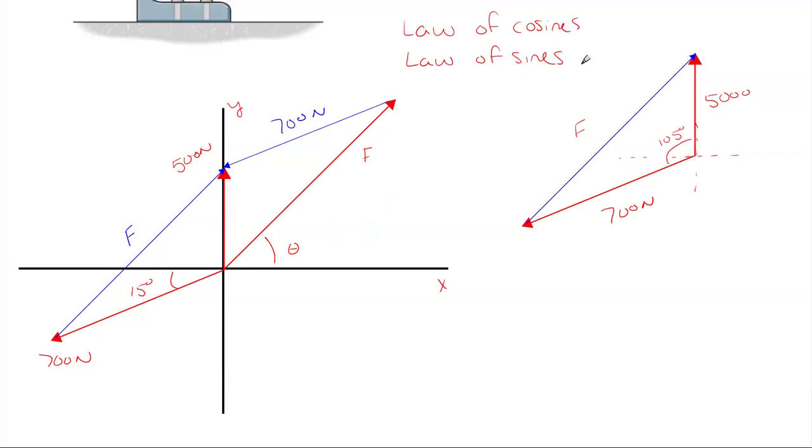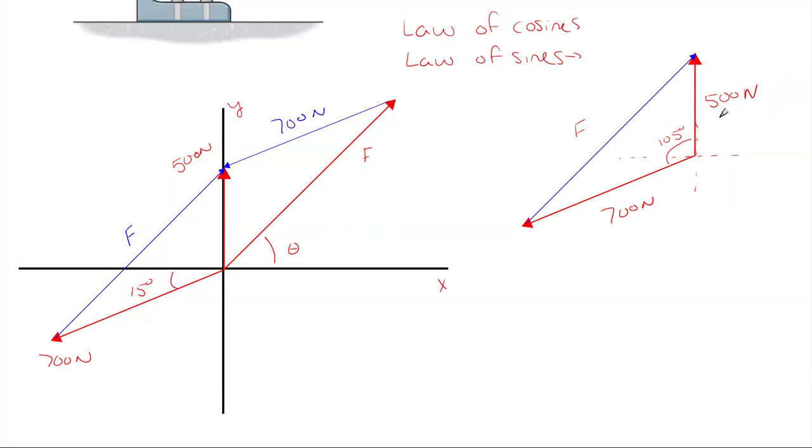So the law of sines applies when you know two interior angles and one side opposite one of them, or you know two sides and one interior angle that's opposite. What this means is that we know the 105 degrees, but we don't know the side that's opposite it. So in order to use the law of sines for 700 Newtons, we would have to know this angle up here because it's the opposite angle. We don't know that angle.